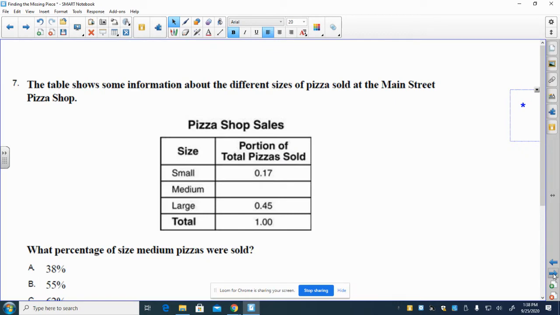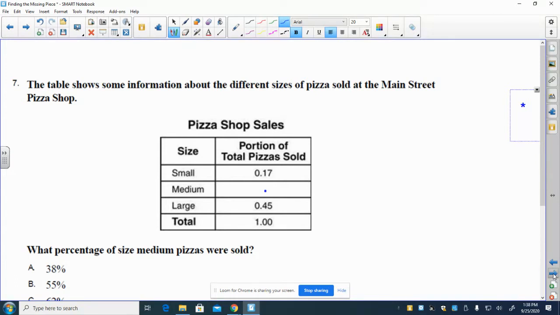We'll go ahead and look at it. Going to make sure we read the problem 2 times. The table shows some information about the different sizes of pizza sold at the Main Street Pizza Shop. You see pizza shop sales, the column on the left, the size of pizza, column on the right, the portion of total pizzas sold. For small pizza, it's 0.17. Medium pizza, we don't know. Large pizza is 0.45, and the total is 1.